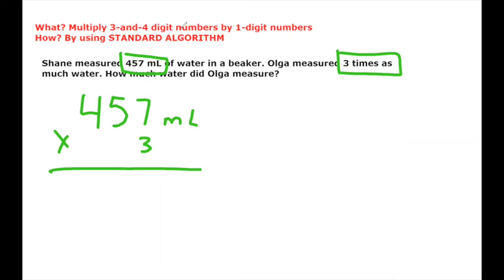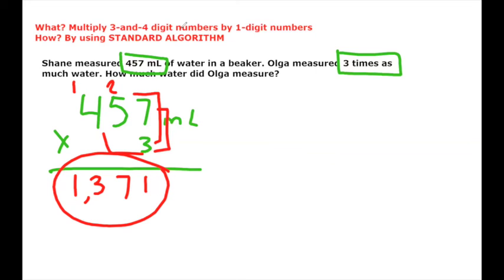Our first step is that 3 times 7 ones, which is 21 ones. We have to carry over 2 groups. Our next step is 3 times 5 tens, which is 15. And then we have to add those 2 groups, so we get 17, and we have to carry over 1 group. 3 times 4 hundreds is 12, plus 1 is 13. So Olga measured 1,371 milliliters. We thought we were done, but they just asked how much did they measure altogether.